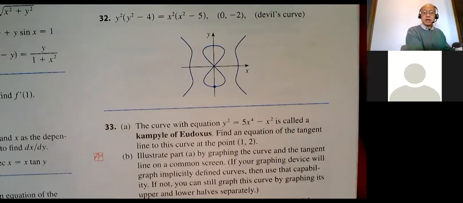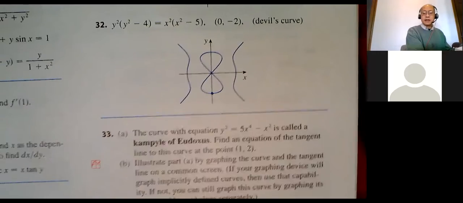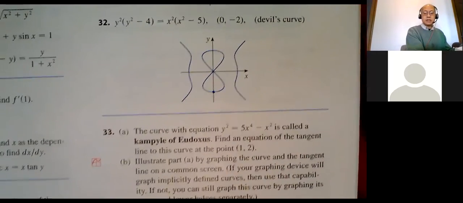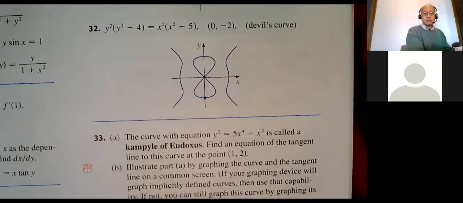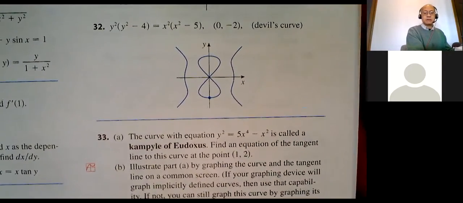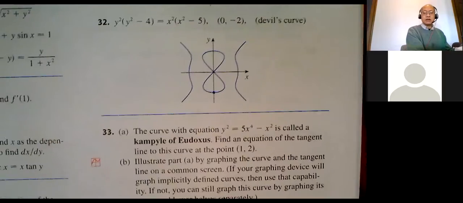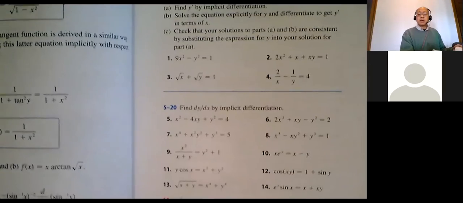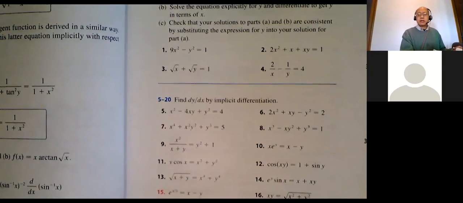Okay, look at 33, campyle of Eudoxus. Okay, certainly don't memorize that. I haven't memorized what is a campyle of Eudoxus. So what's a campyle of Eudoxus? Well, you got to graph it to see what it looks like. And I don't really know what it looks like, so don't worry about it. But nevertheless, whatever it looks like, you can still find the equation of the tangent line to the curve. All right, so let me get started with showing you how to take a derivative dy dx for stuff like this, okay?